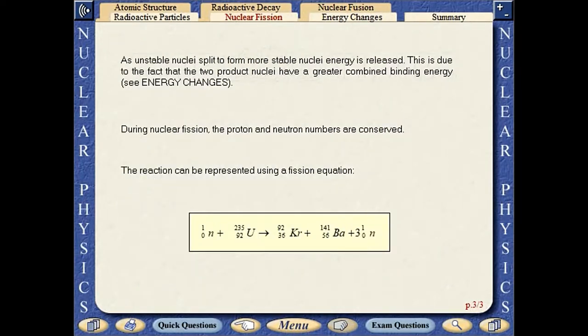As unstable nuclei split to form more stable nuclei, energy is released. This is due to the fact that the two product nuclei have a greater combined binding energy. During nuclear fission, the proton and neutron numbers are conserved. The reaction can be represented using a fission equation.